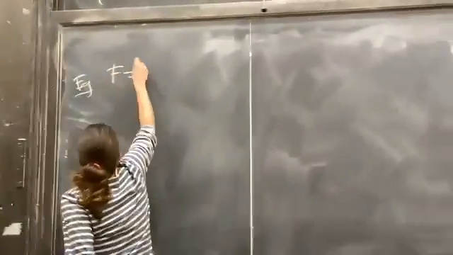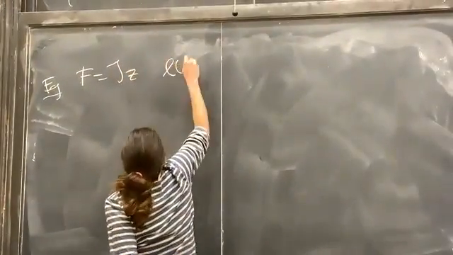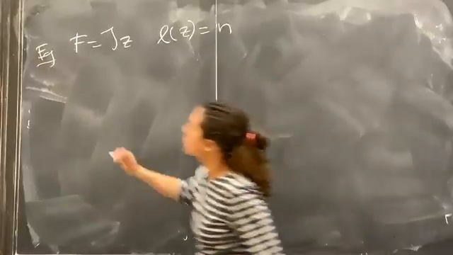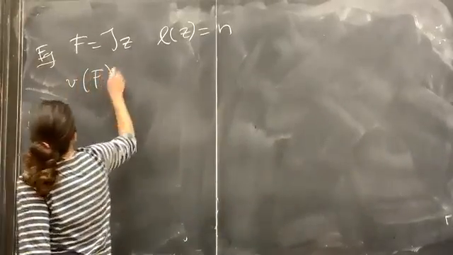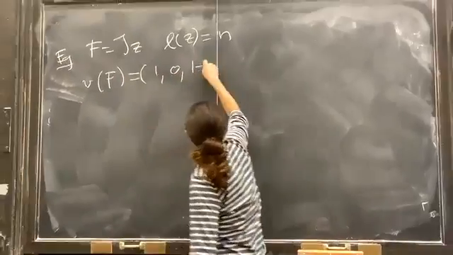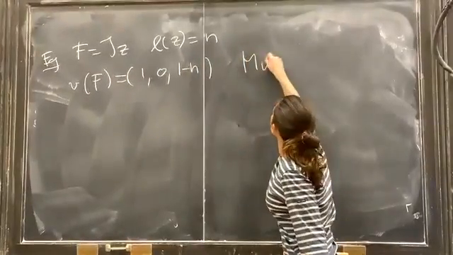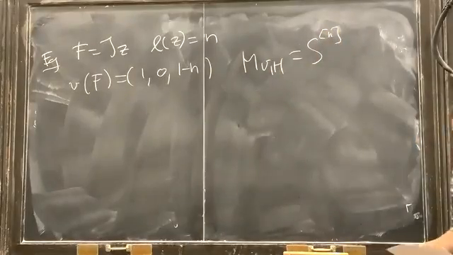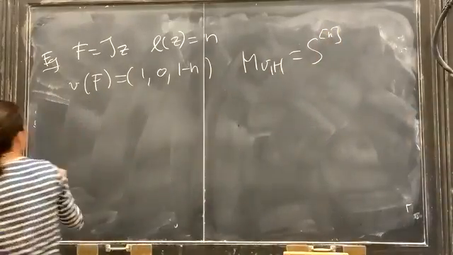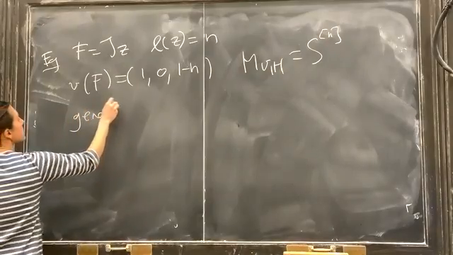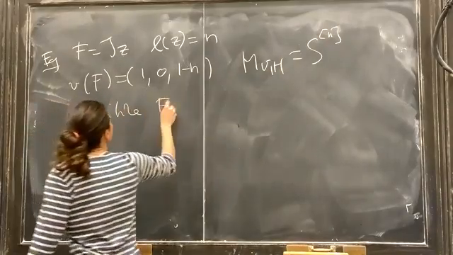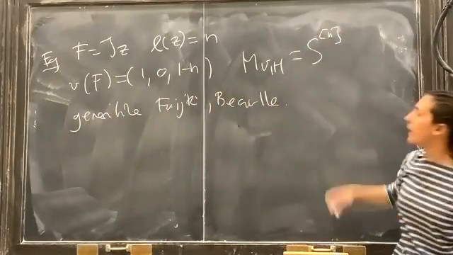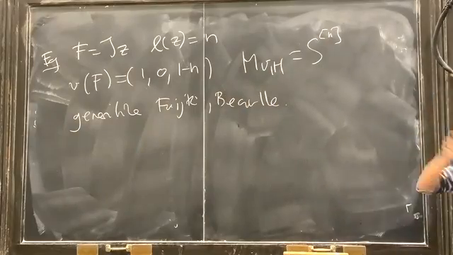If F is the ideal sheaf of a subscheme of length n on the K3, then the Mukai vector of F is (1, 0, 1-n), and the moduli space is just the Hilbert scheme of n points. Okay? So these moduli spaces generalize the examples of Fujiki and Beauville. And there's a parallel story for abelian surfaces, which I'm just going to ignore.